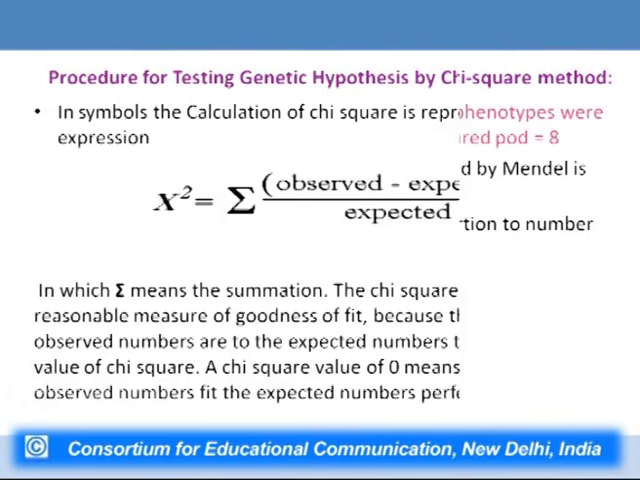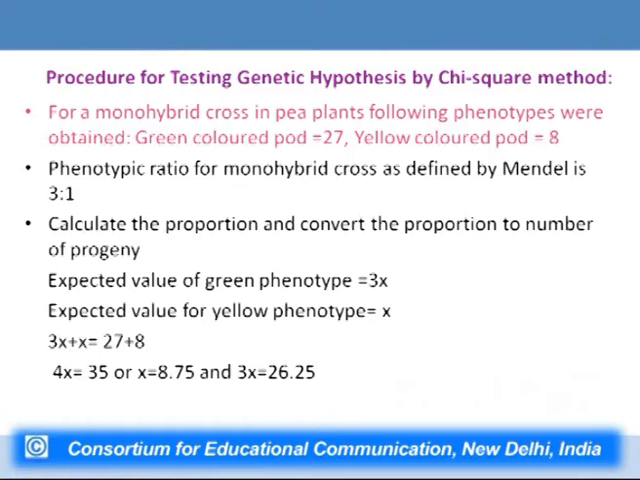Now, I can explain this particular testing with the help of an example. Suppose for a monohybrid cross in pea plants, the following phenotypes were obtained. Green colored pod plants were 27 in number and plants which produced yellow colored pods were 8 in number. Since it is a monohybrid cross, the phenotypic ratio of Mendel's monohybrid cross is given by the 3:1 ratio.